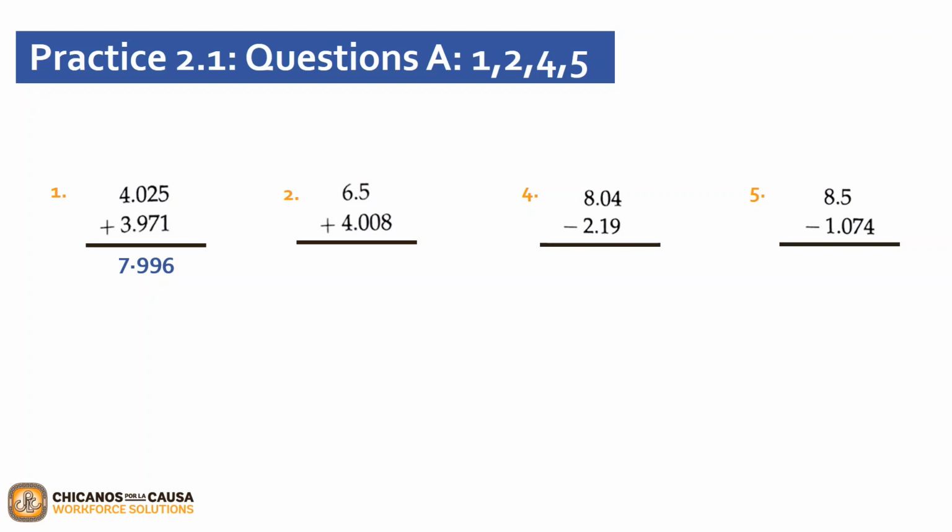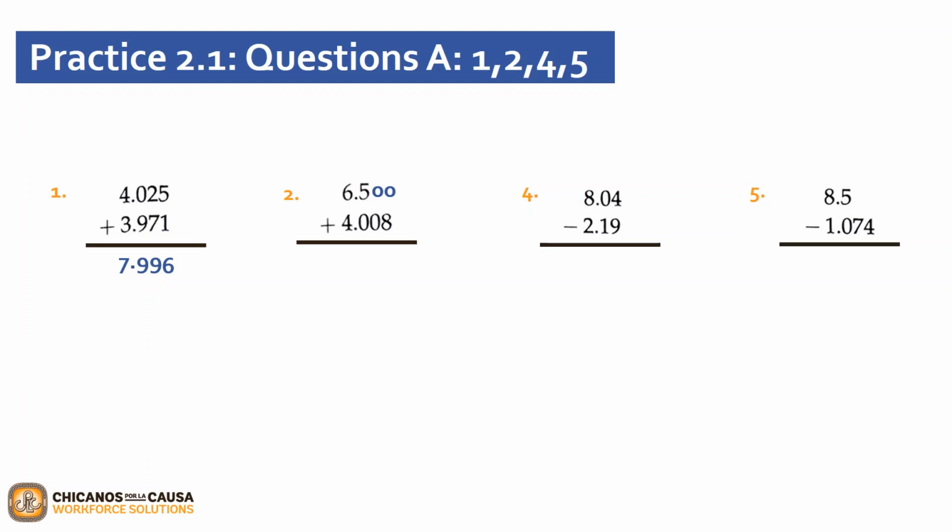Question 2. Now this one looks a little bit different because 6.5 does not have the same number of decimal points as 4.008. So as I've mentioned, you are more than welcome to add in placeholder zeros if you'd like.